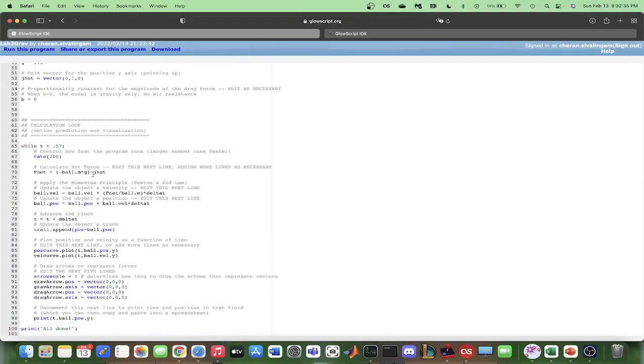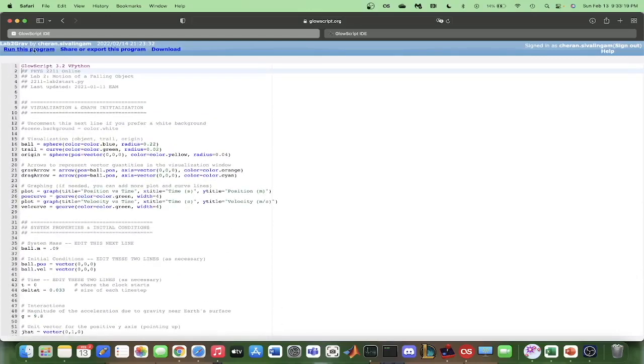Here you can see the net force is equal to just the force of gravity. It's in the negative direction and is equal to the mass of the box times acceleration due to gravity times the unit vector, which is in the y direction. The velocity is updated using the momentum principle, showing that the final velocity is equal to the initial velocity plus the net force divided by the mass of the box times delta t. The position is also updated using the formula. The final position is equal to the initial position plus the velocity of the box times delta t.